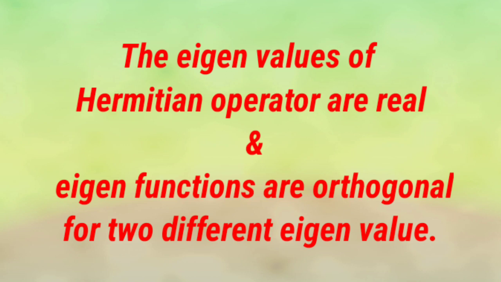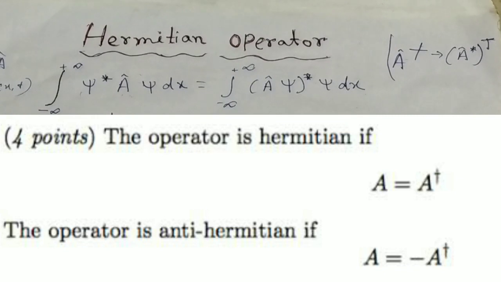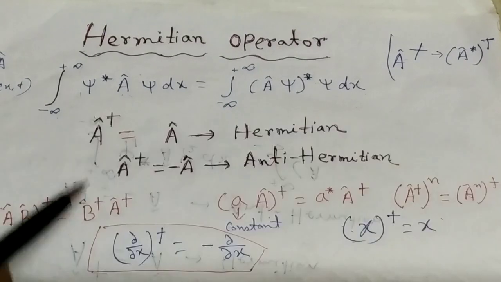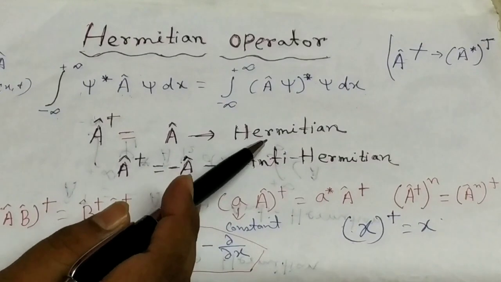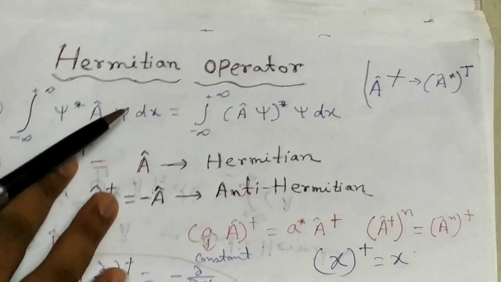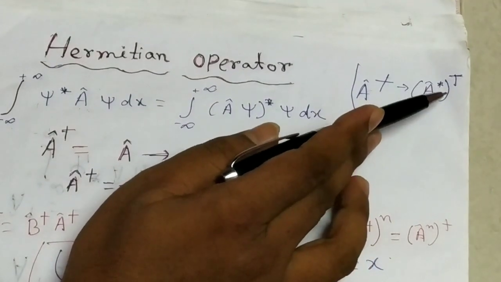Now we discuss another condition which a Hermitian operator must satisfy. An operator A is a Hermitian operator if it is equal to its Hermitian conjugate. That means A dagger is equal to A, then it is called a Hermitian operator. Also we know A dagger means the conjugate transpose of A.